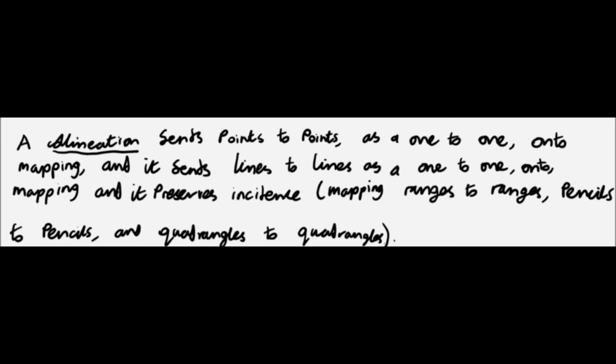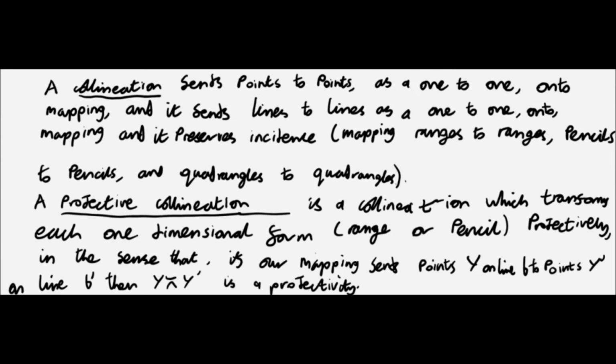Okay, so since this is projective geometry, we're going to be especially interested in what are called projective collineations. So that's technically a collineation which transforms each one-dimensional form. When I say a one-dimensional form, I mean a range of points on a line, or dually a pencil of lines through a point. So it transforms each one-dimensional form projectively.